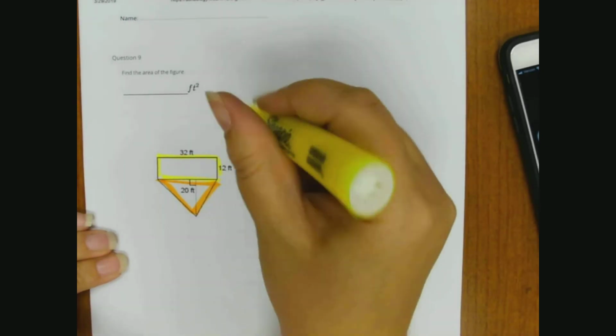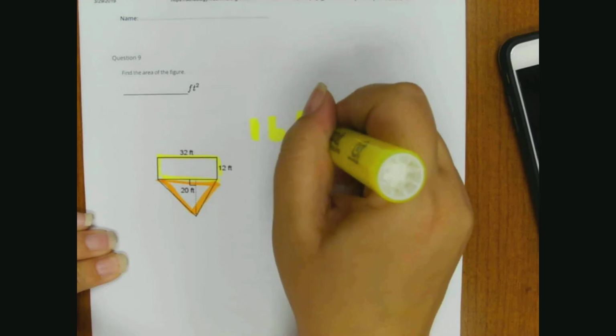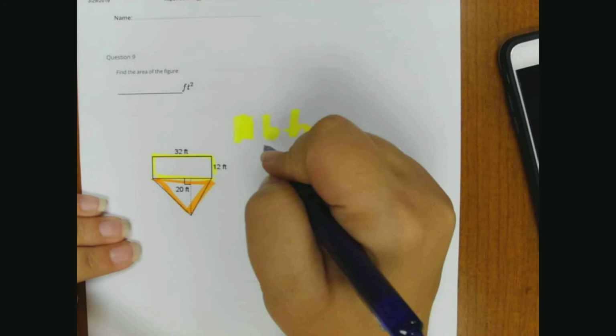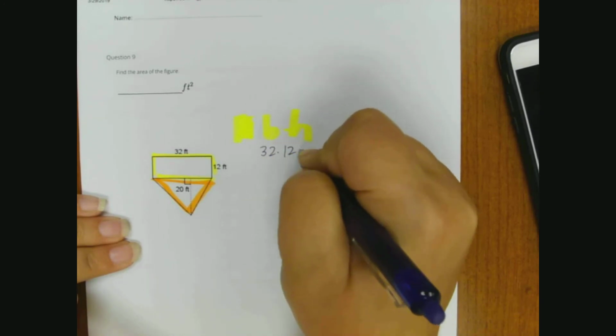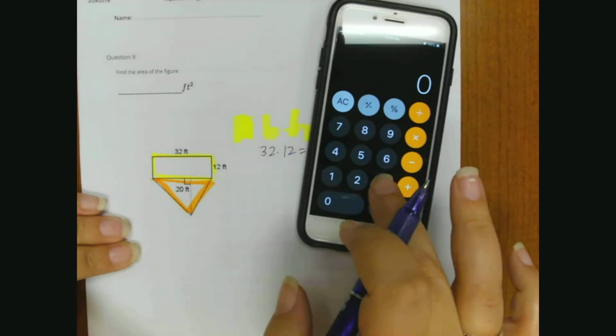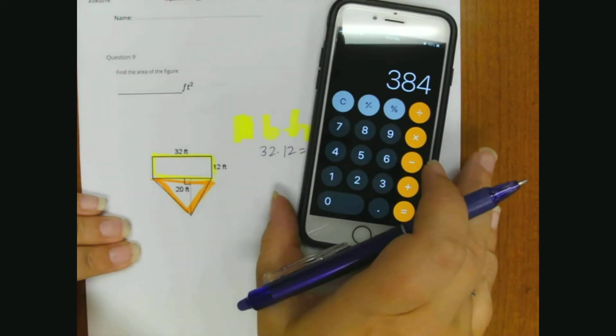area equals base times height. Okay, so my base is 32, my height is 12, and that equals 384.